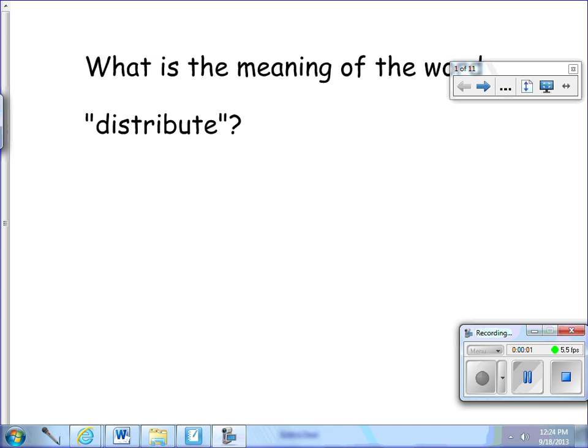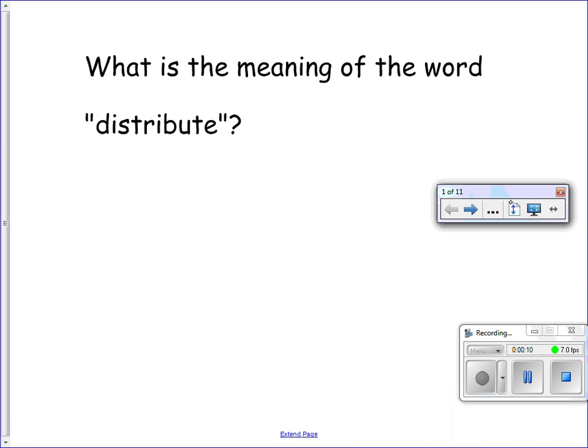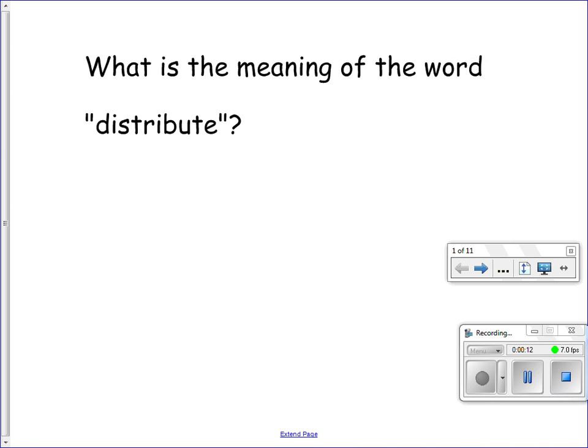We're going to now start our notes on the second part of Chapter 2. We've been talking about properties, and we're going to talk about another property today. What is the meaning of the word distribute? Who knows what the word distribute means? Yes? To pass out. Good.